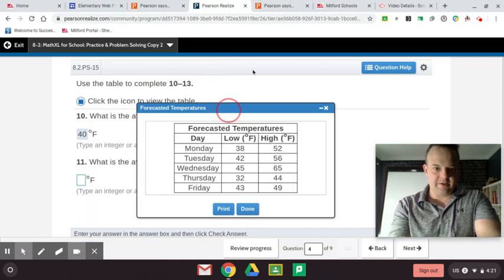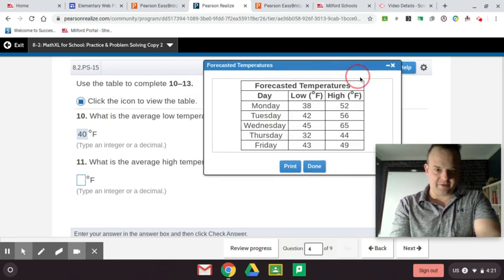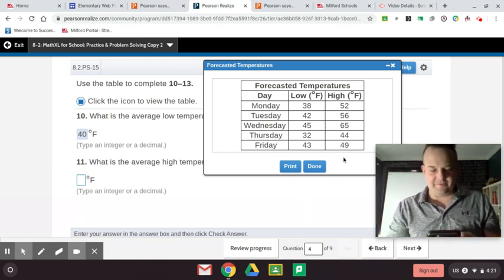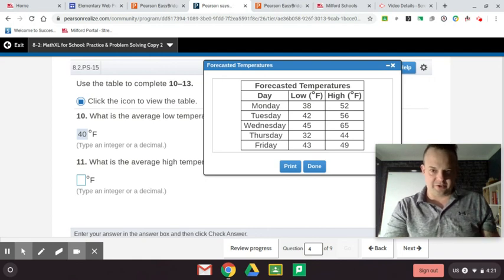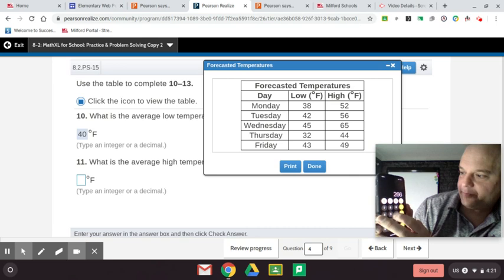Okay. I bet this is find the average of the high temperatures. Yep, I was right. All right. So now I'm going to add up, follow my cursor right there, those 5 numbers, those 5 temperatures, and divide by 5. 52 plus 56 plus 44 plus 49. I got 266, and then I divide by 5.